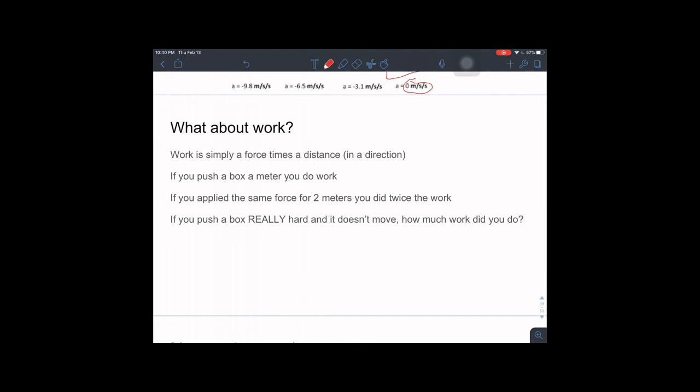What about work? Work is simply a force times a distance. What this means is if I push one box 1 meter with a force of 5 newtons, I have accomplished 5 joules of work.